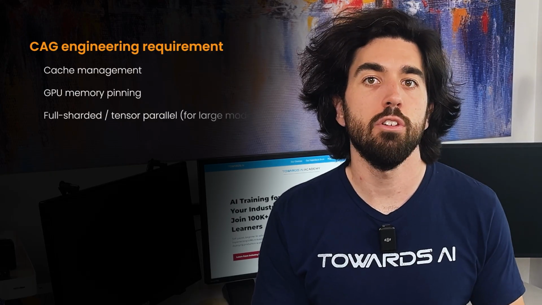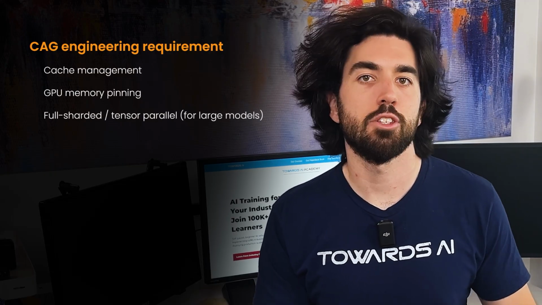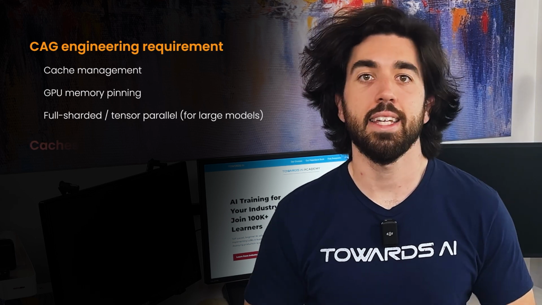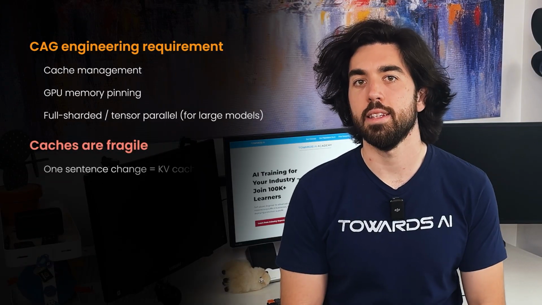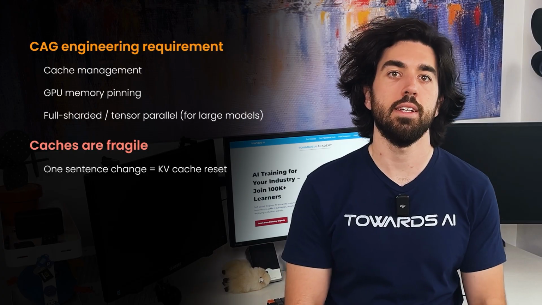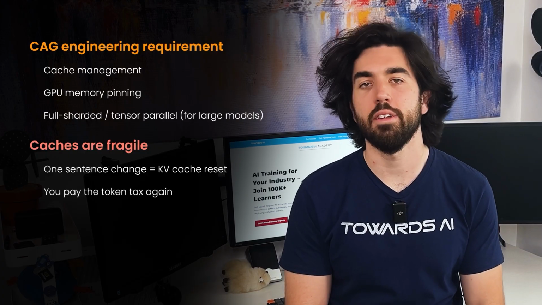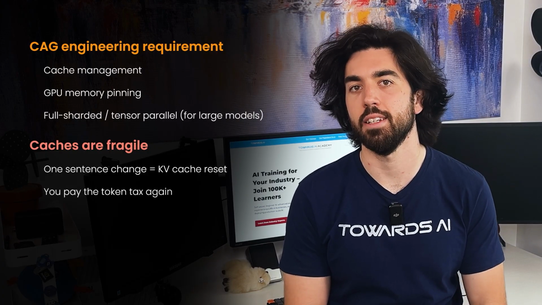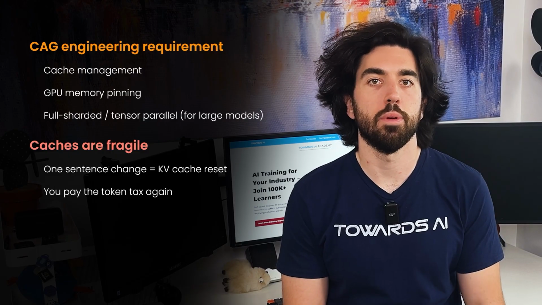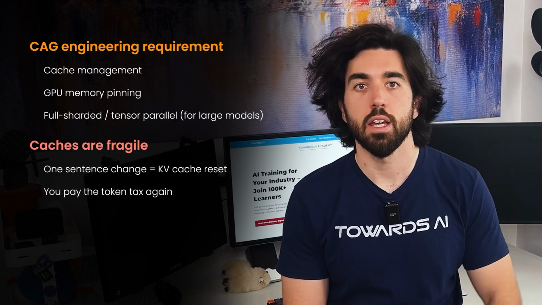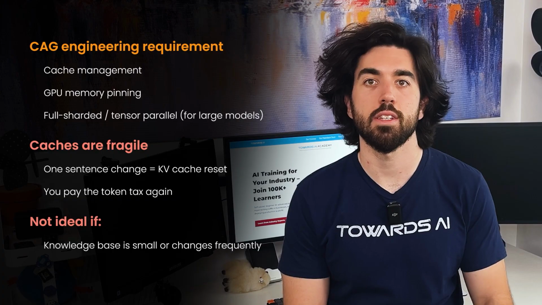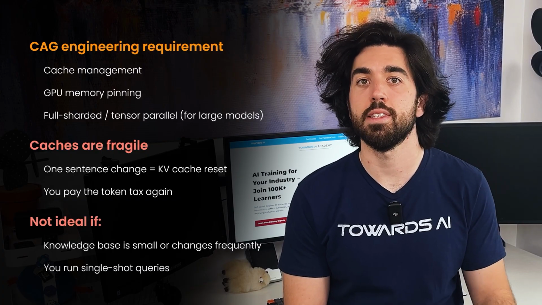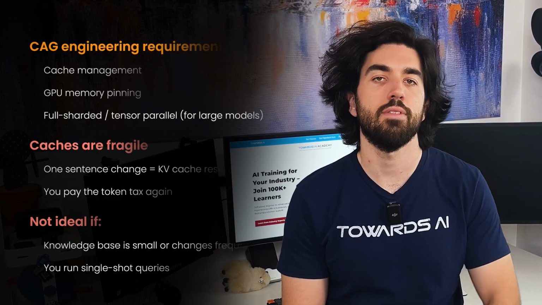CAG is not set it and forget it. You need real transformer chops, cache management, GPU memory pinning, sometimes full-sharded data parallel, maybe tensor parallel if the model's chunky. And caches are fragile. Change one sentence in your docs and the whole KV store is invalidated, meaning you pay that 1,370 token tax again, scaled up to whatever monster corpus you actually use in production. If your knowledge base is tiny, changes hourly, or your sessions are single-shot Q&A, CAG isn't viable.